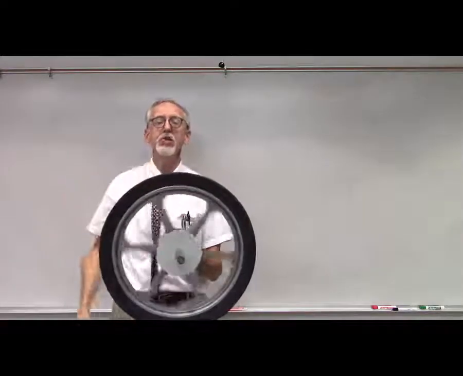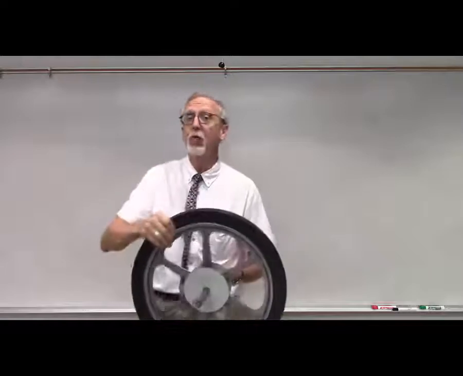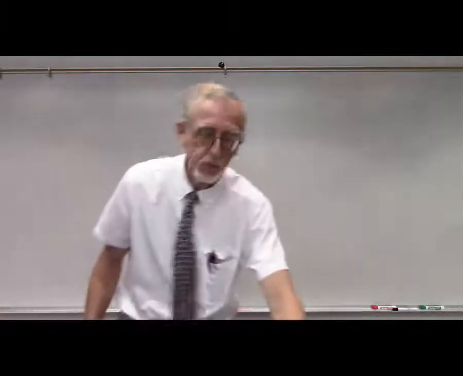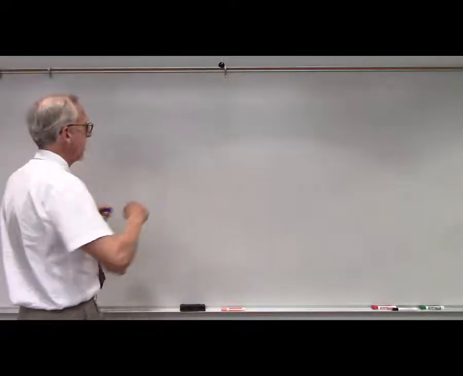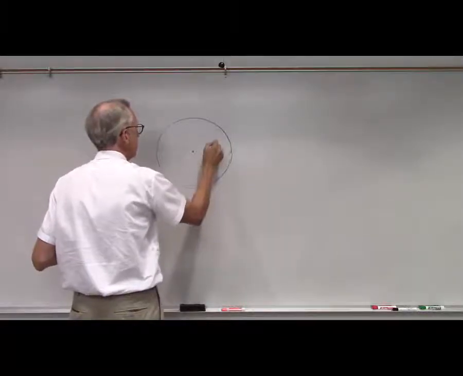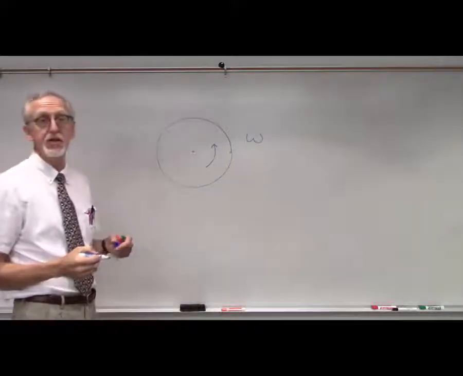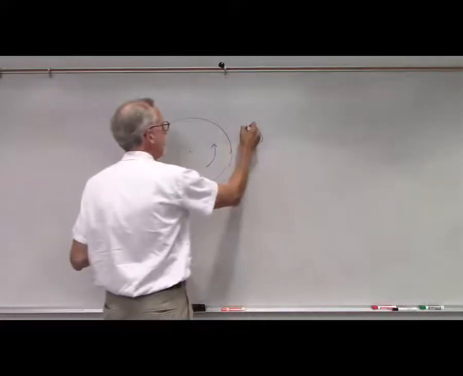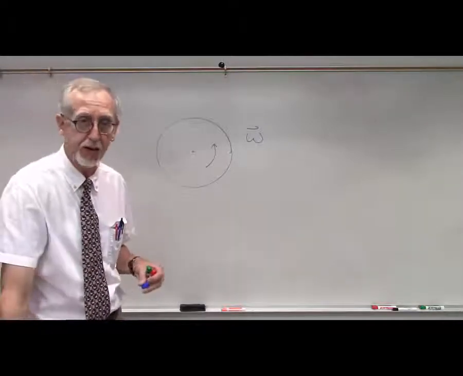So perhaps we do need some kind of vectors to describe rotational motion as well as translational motion that we've already looked at. Well, how are we going to define a direction? Let's imagine that we've got this wheel and this wheel is rotating. We've got some angular velocity. How are we going to define an angular velocity direction? How do we define a direction along with that?